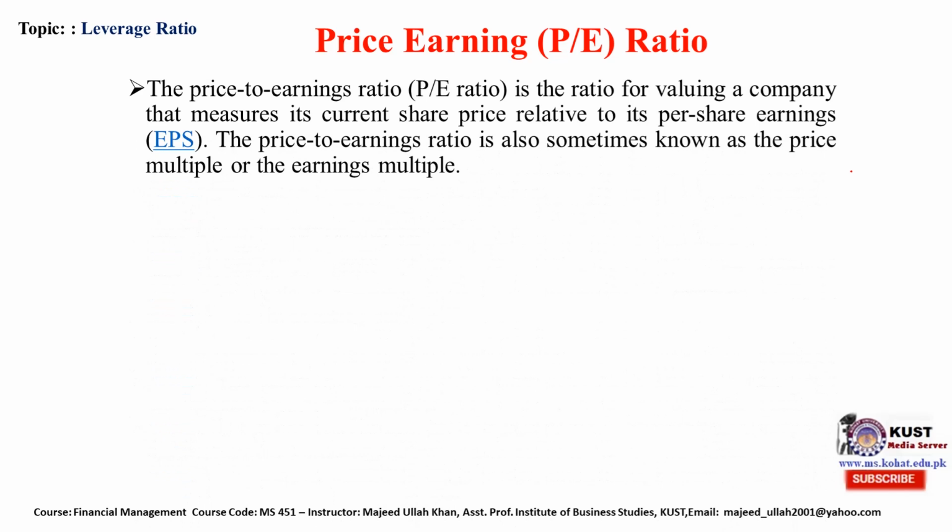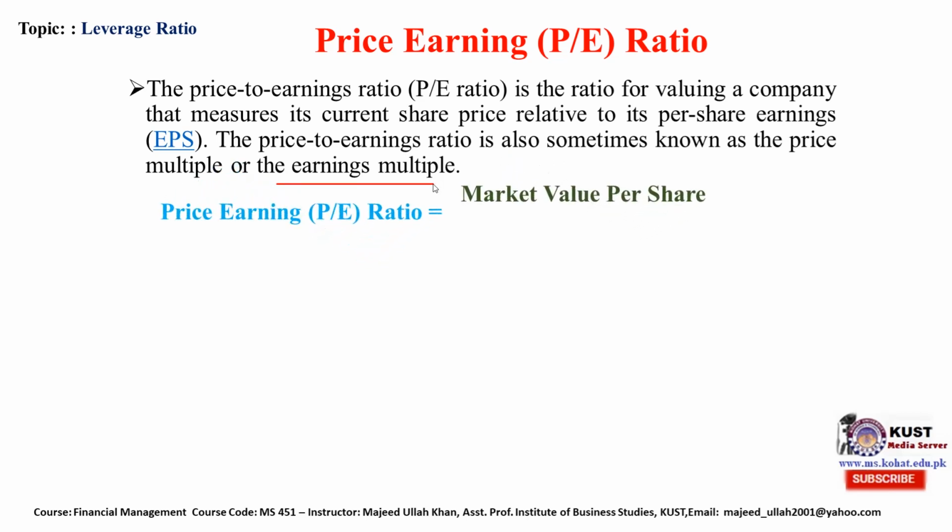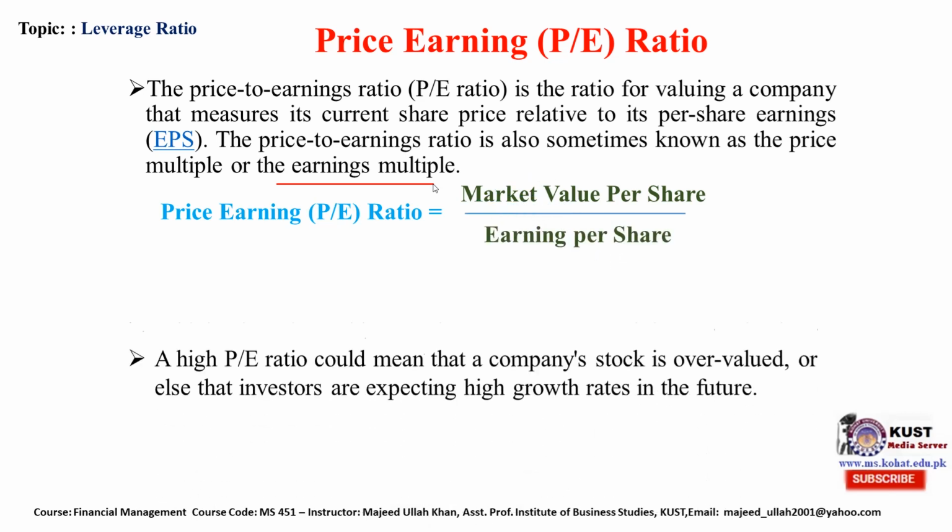Price earning ratio. The price earning ratio is a ratio for valuing the company that measures its current share price relative to its earning per share. The price to earning ratio is also sometimes known as the price multiple or the earning multiple. Now, price earning ratio is equal to market value per share divided by earning per share.